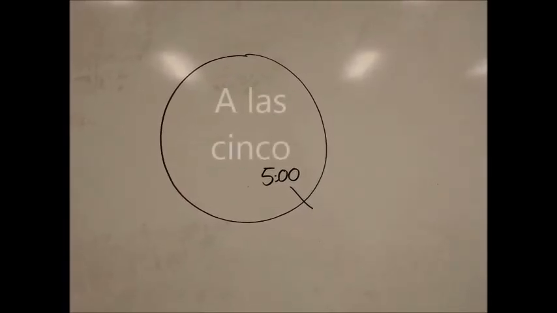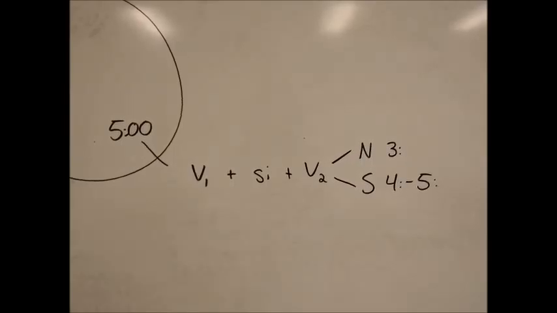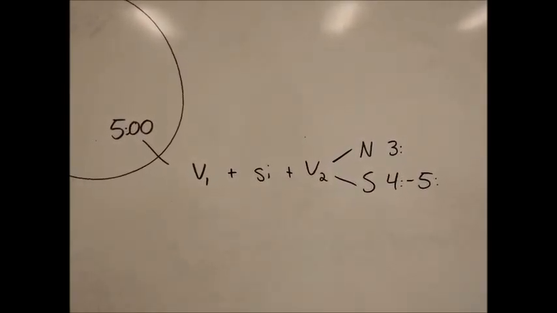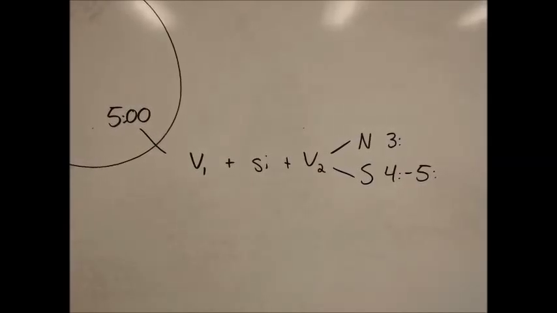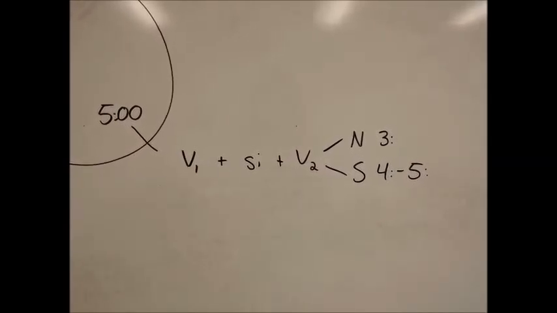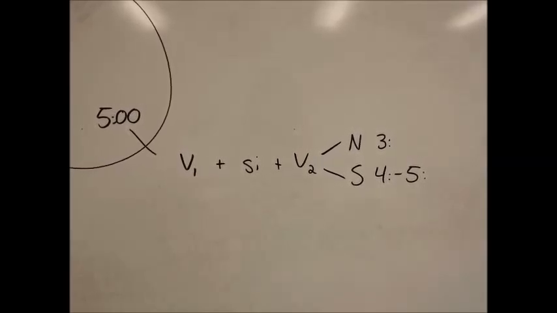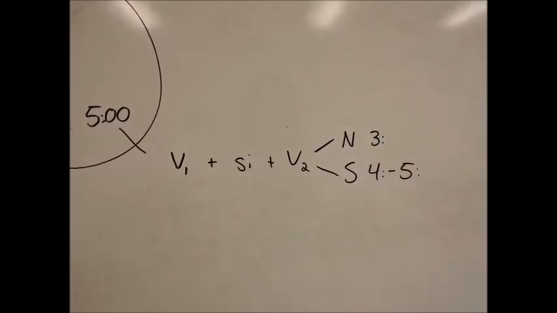Today I'm going to talk about 5 o'clock, a las cinco. 5 o'clock is one of the easiest, most systematic times. You start with a V1, then you have the word si, which means if, and then you have a V2, and the V2 is either conjugated in the indicative or the subjunctive, depending on the time of the sentence.